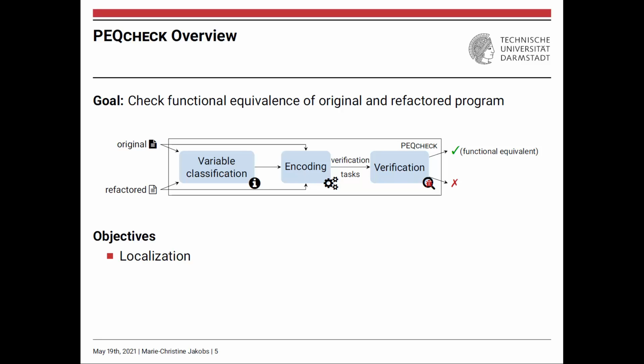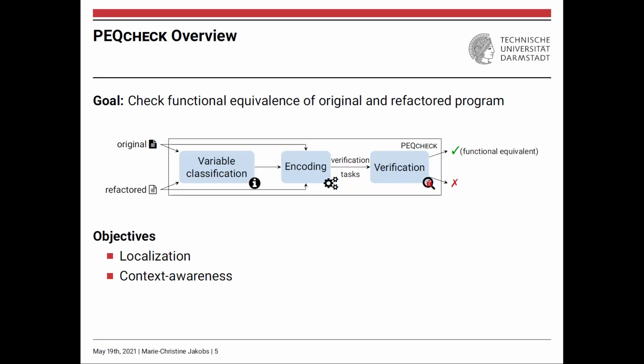Remember from the title of this talk that we want to have a localized approach. So what does this mean? In our case, PEG-check generates one verification task per refactored code segment. In the context of parallelization, a refactored code segment is just a section of your code which has been parallelized.